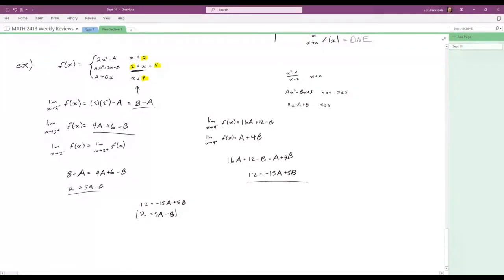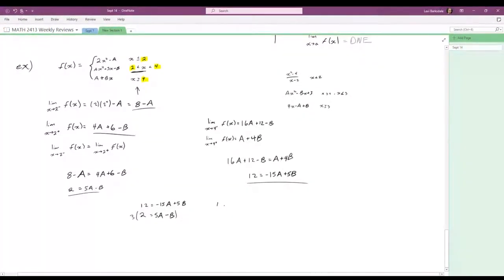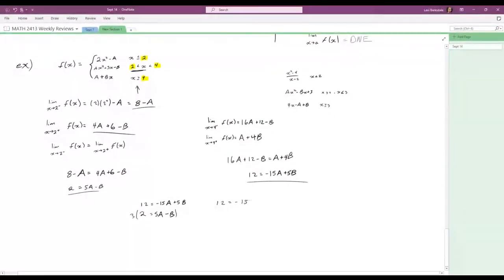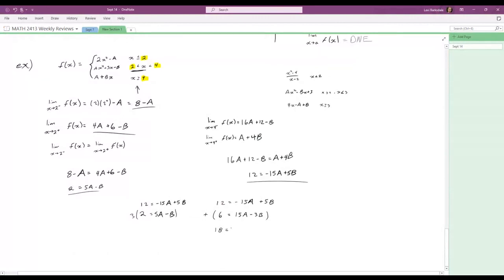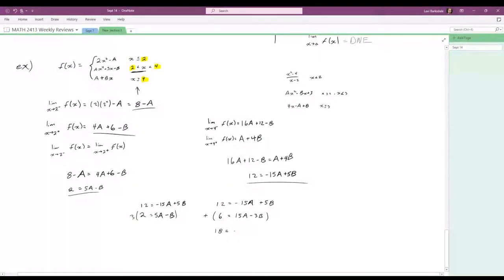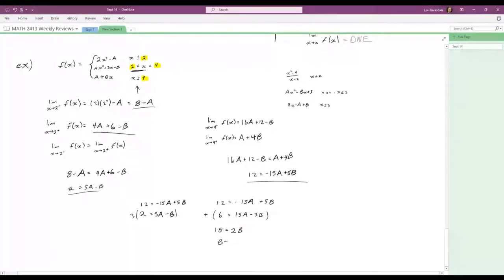So if I multiply this equation by 3, then I have 12 equals minus 15a plus 5b, and my second equation would be 6 is equal to 15a minus 3b, and then I just add my equations. I have 18, minus 15a plus 15a is 0, so 18 is equal to 5b minus 3b, which is 2b, so b is equal to 9.